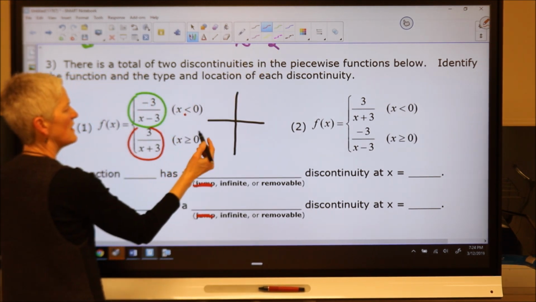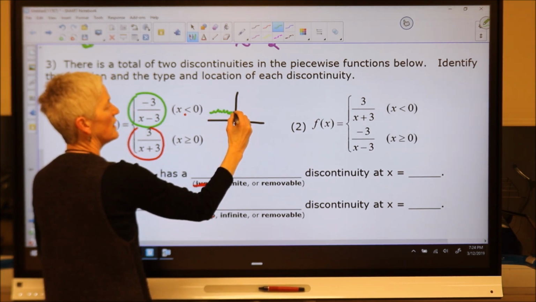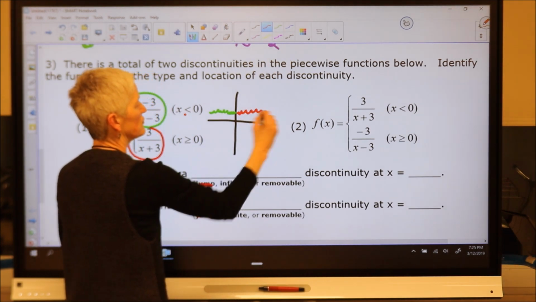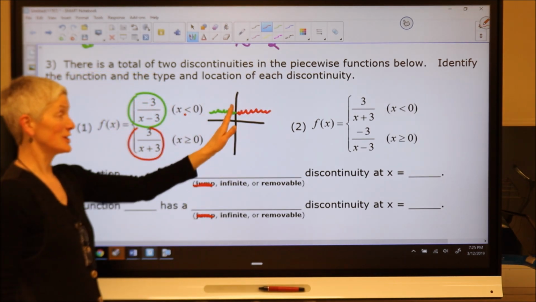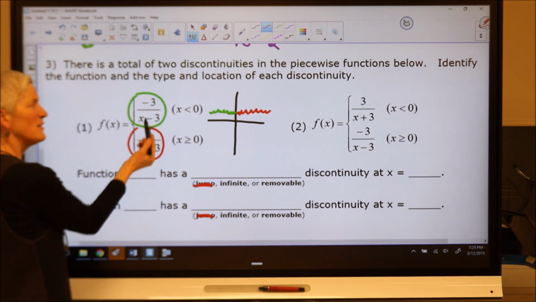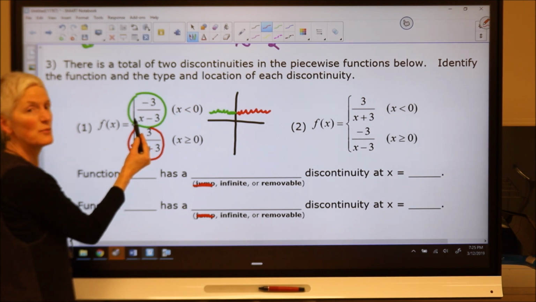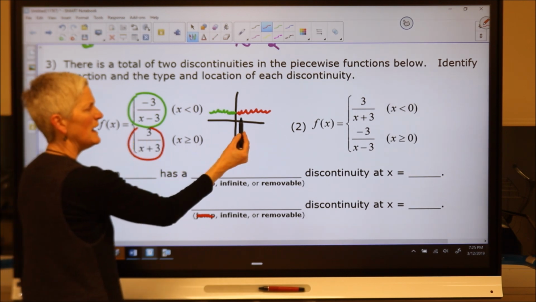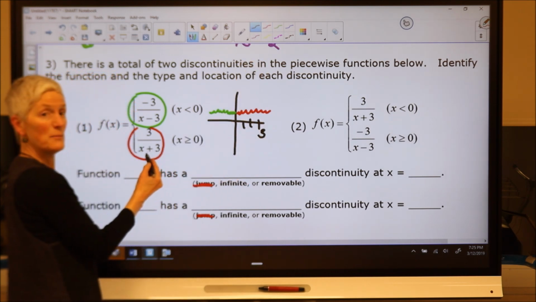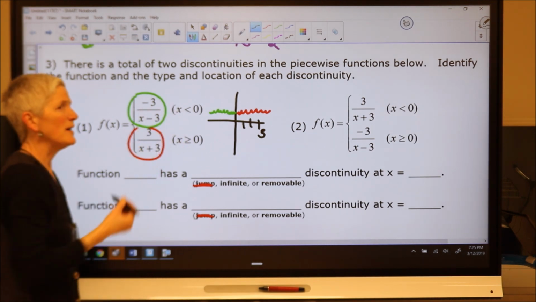So this domain says I'm on the green function until I get to 0. And then I'm on the red function. I'm not saying these look like that. But this green function, this green piece, is going to have a problem when x is 3. But when x is 3, I am safely on this red piece. I'm not on this piece when x is 3, so I don't have a problem.